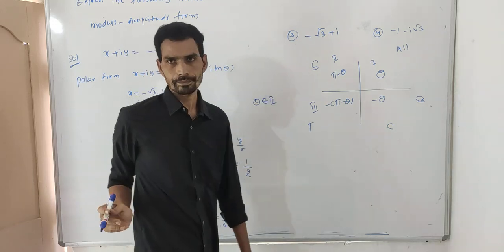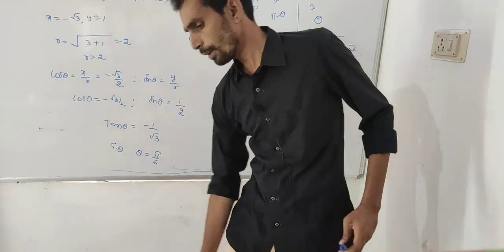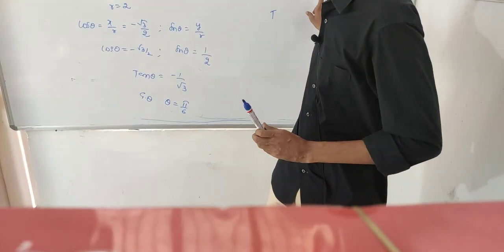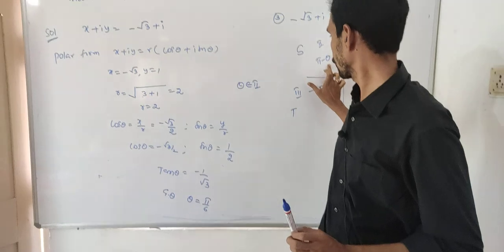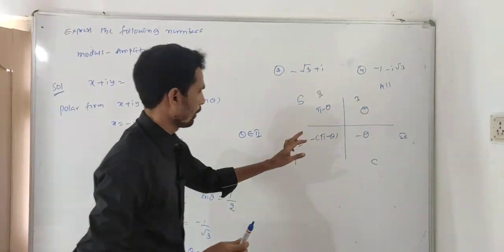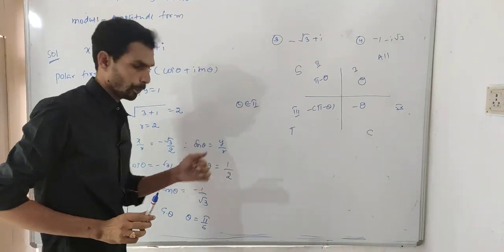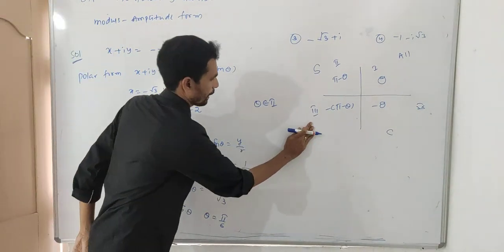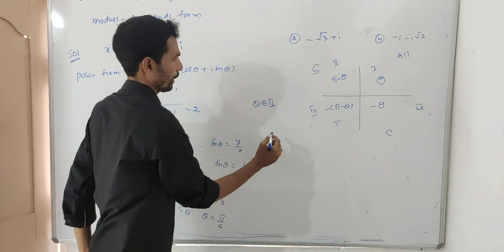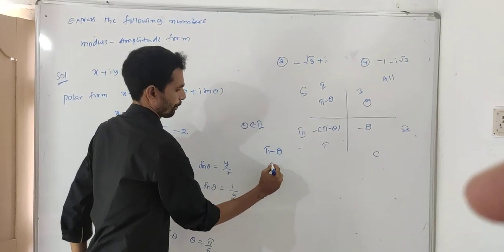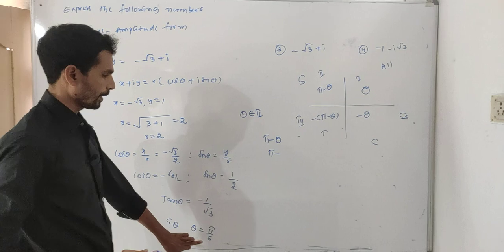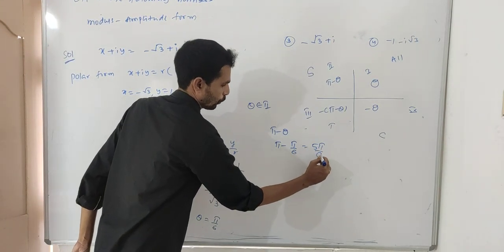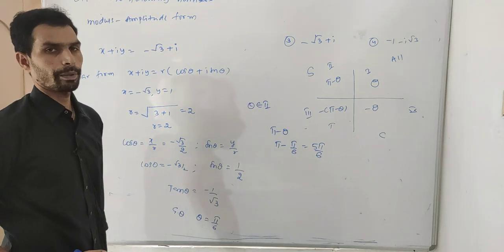Once again I will repeat. Sin is positive means first quadrant or second quadrant. In the first quadrant all are positive, but here tan and cos are negative. So theta belongs to the second one. Theta belongs to the second one means the formula is pi minus theta. Pi minus the general theta value, which is pi by 6. So what is the answer? 5 pi by 6. Substituting, we get theta is equal to 5 pi by 6.